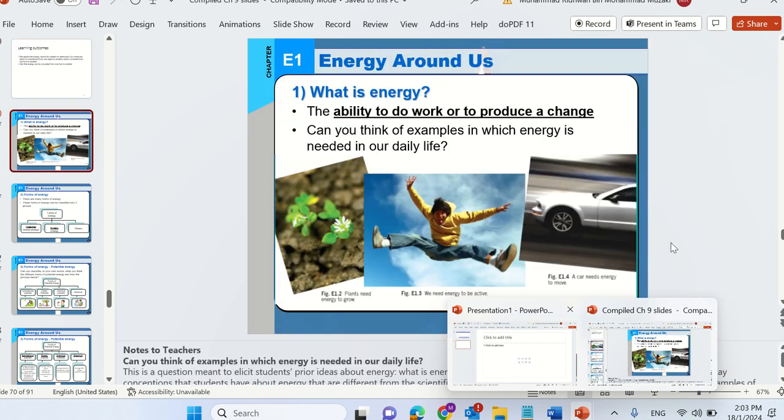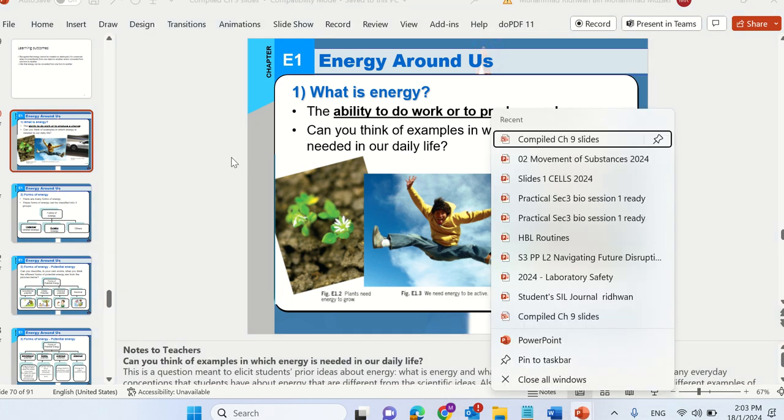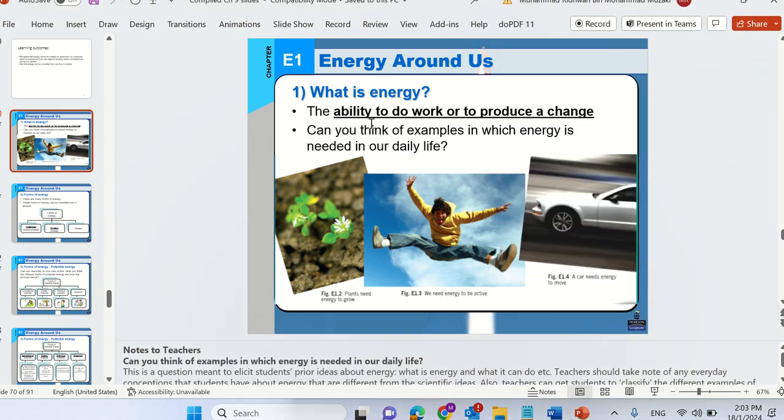So first and foremost, what is energy? Energy is the ability to do work or to produce a change. Can you think of examples in which energy is needed in our daily lives? Definitely, right? So, for example, if you were to jump like this man over here, that would require energy. Driving a car requires some sort of energy, right? Otherwise, the car will not move. All of this will require energy.